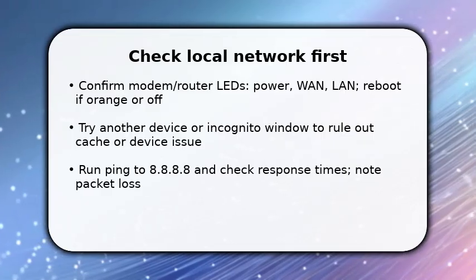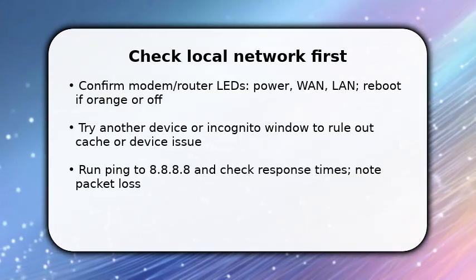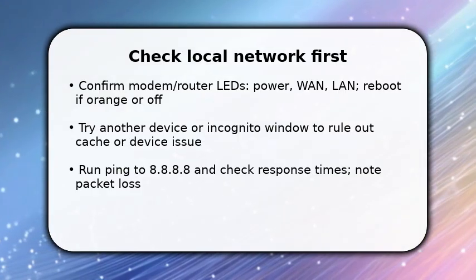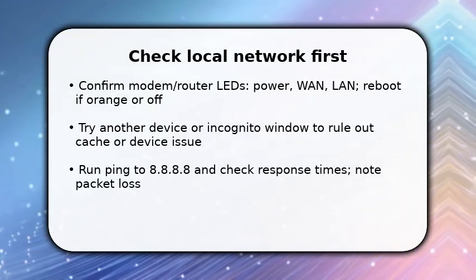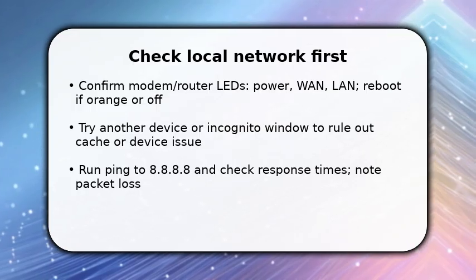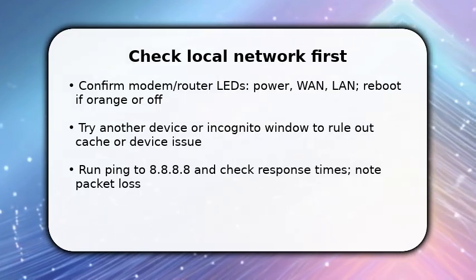You start by verifying the immediate network environment. Physically inspect the modem and router LEDs. If WAN or internet is off, reboot the modem for 30 seconds, then the router. Once done, test a second device or an incognito browser to separate device cache problems from network outages.